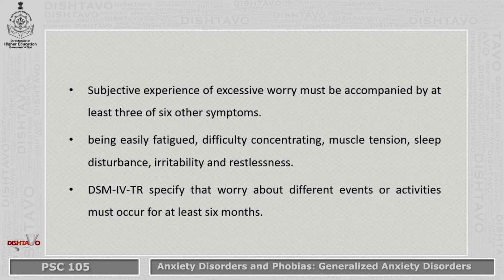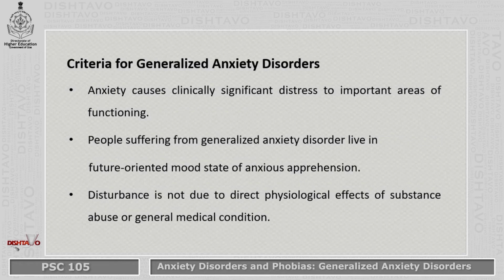DSM-4-TR specifies that this is a worry about different events or activities, and these symptoms must be present in him for at least 6 months. If he is facing this problem for 6 months, then you would say that he is having generalized anxiety disorder. The criteria for generalized anxiety disorder is that the anxiety causes clinically significant distress in important areas of functioning. He is unable to concentrate on his work and perform his normal day-to-day work activities at the workplace or at home.